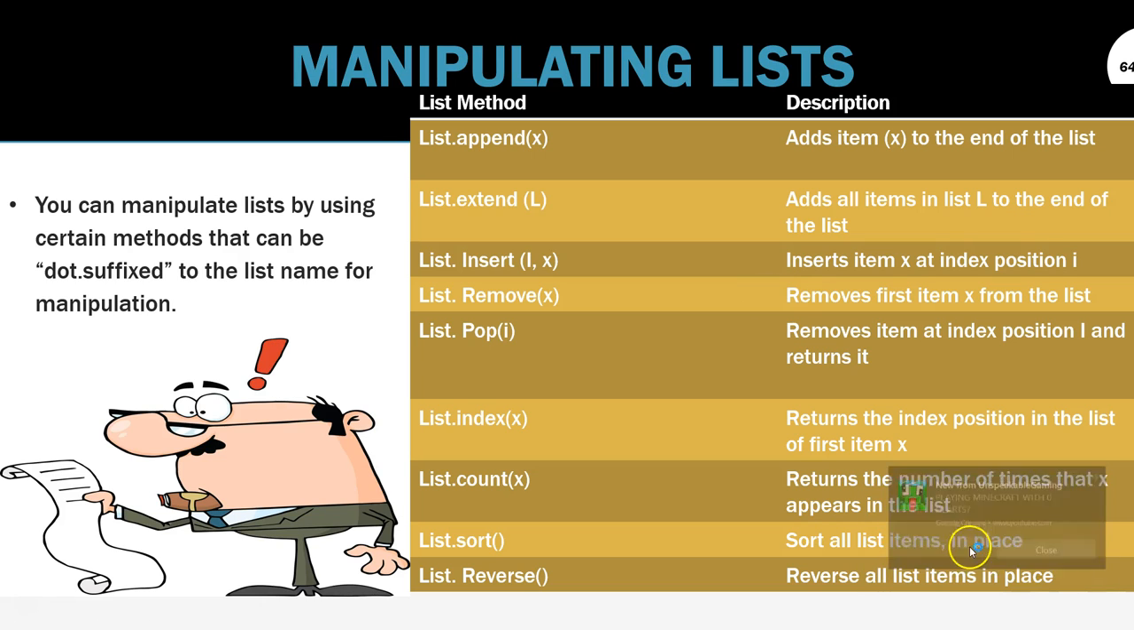There are different things you can do. You can manipulate lists by using certain methods that can be added as a suffix to the list name for the manipulation. We already saw append. Append adds an item to the end of the list. You can also extend, insert, remove, pop, index, count, sort, and reverse a list. All of these are called methods.